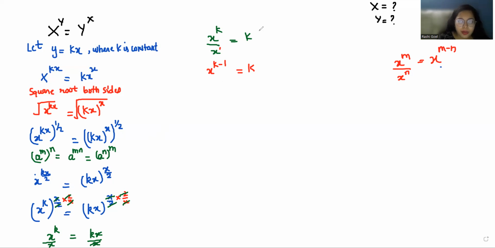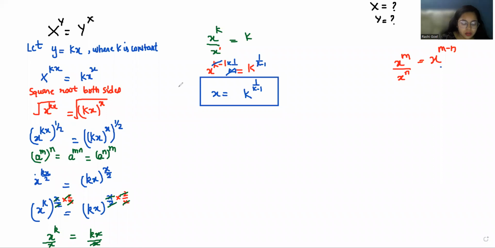Now I'm going to multiply with 1 by k power k minus 1 on both sides. So we can cancel out this, so x is equal to k power 1 by k minus 1. So from this, we find the value of x in terms of k.